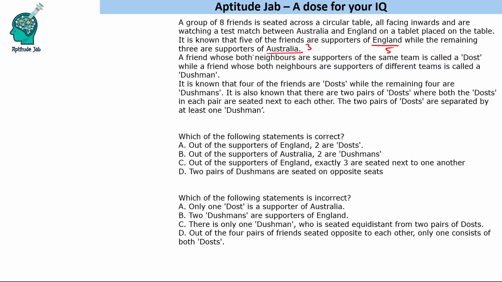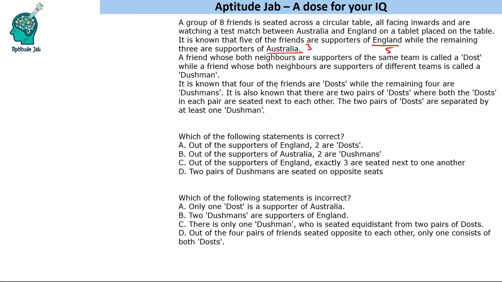Now, a friend whose both neighbors are supporters of the same team is called a dost, while a friend whose both neighbors are supporters of different teams is called a dushman. So each person will have two neighbors, right? If both these neighbors are supporters of the same team, the person sitting in between is called dost. And if both the neighbors are supporters of different teams, the person sitting between them is called dushman.